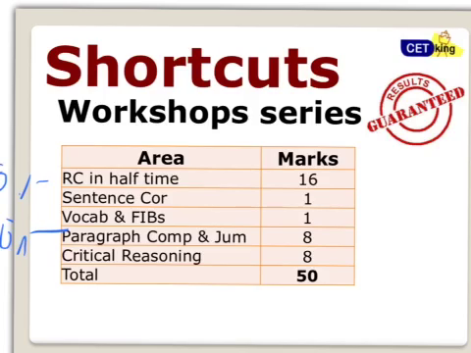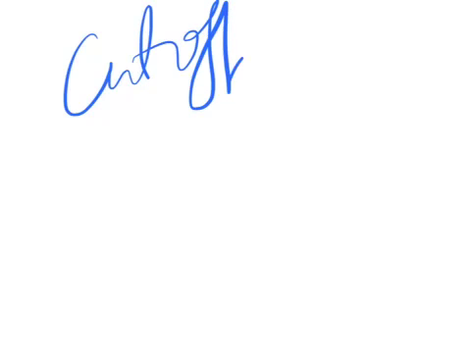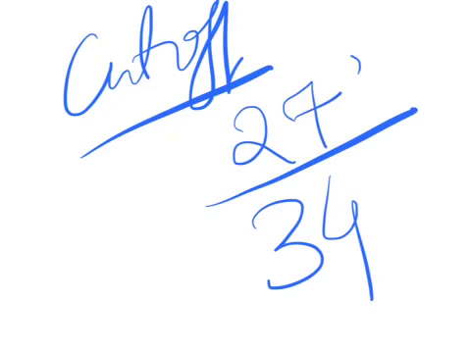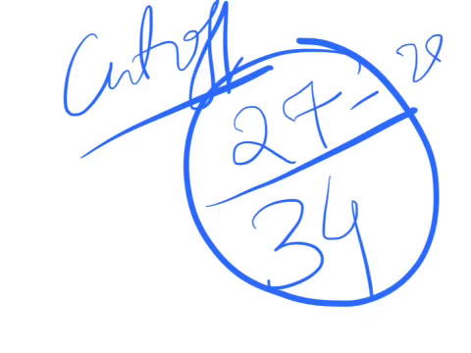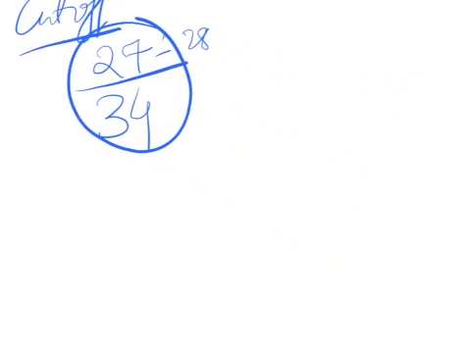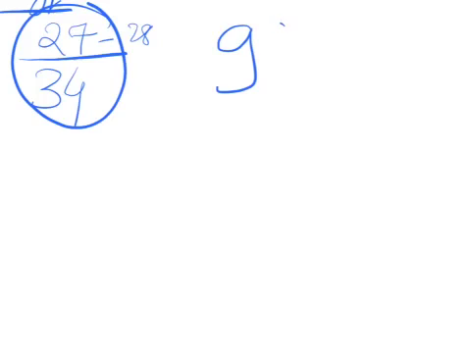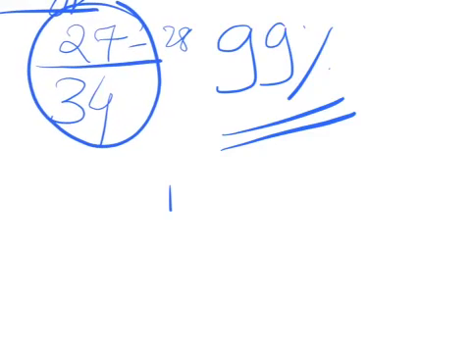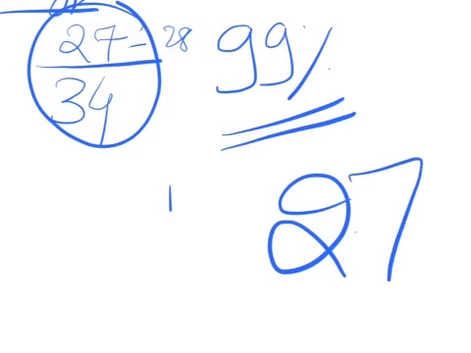From the cutoff point of view, again it's a 34 mark paper. Out of that, you have to target 28 marks to clear your 99 percentile. That's one fundamental thing. Without this, you cannot do it. So target 27 questions in your CAT paper.